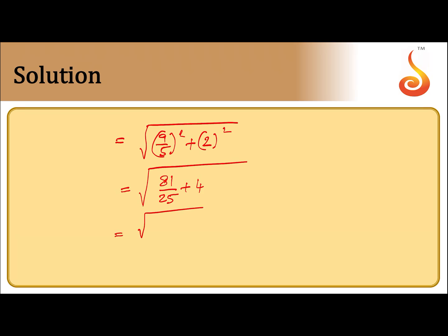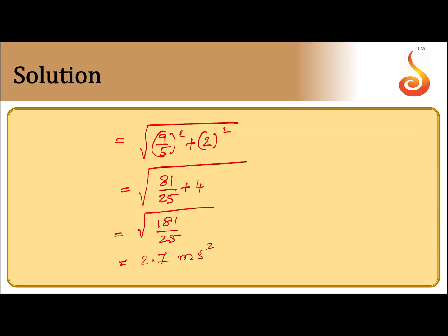So, this is square root of 181 divided by 25. And you can simplify it further. Root of 25 is 5 and root of 181. So, upon simplification you get 2.7 meter per second square. So, the net acceleration of this system or this motor car is 2.7 meter per second square.